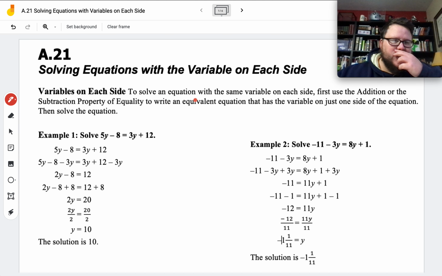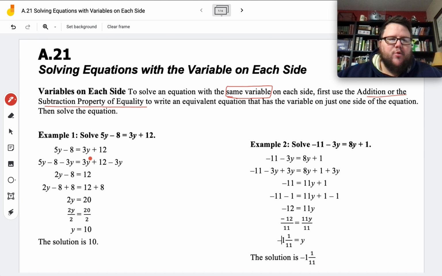To solve an equation with the same variable, notice it's the same variable on each side. First, use the addition or the subtraction property of equality to write an equivalent equation that has the variable on just one side. Then solve the equation. So the first thing we want to do is get the variables to one side. So in this example, 5y minus 8 equals 3y plus 12.